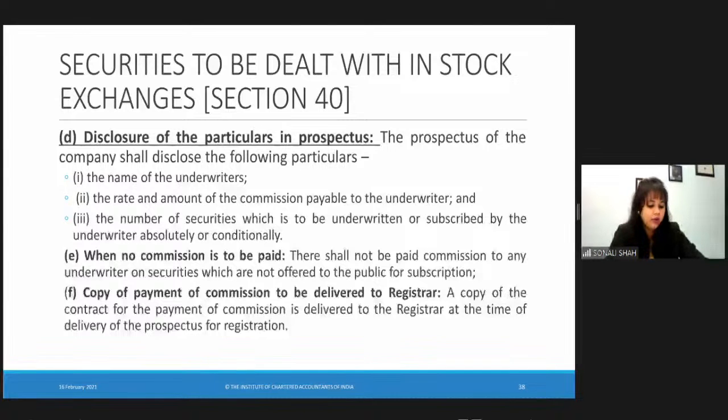C stands for contract with underwriter filed with ROC. Right? Contract with underwriter filed with ROC. D stands for disclosure in prospectus.